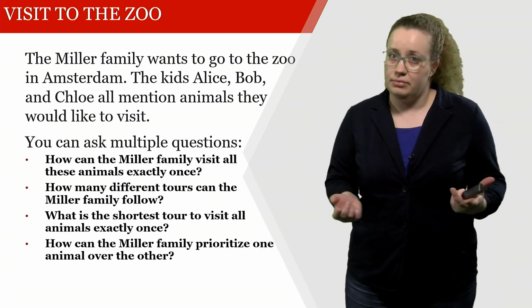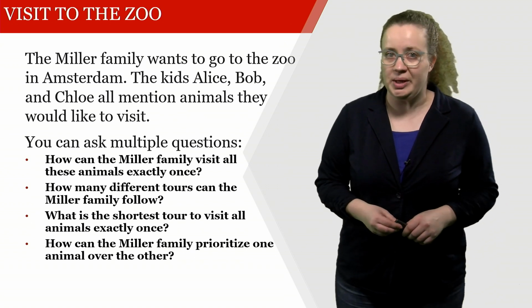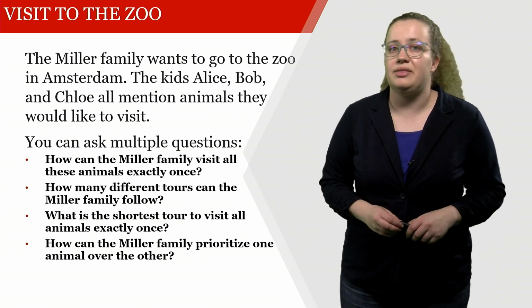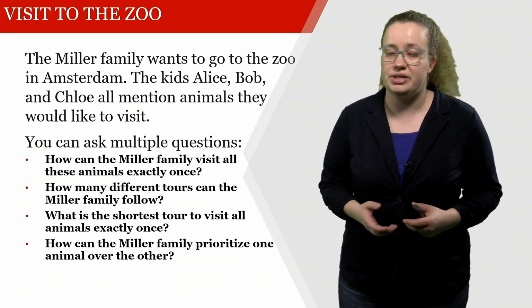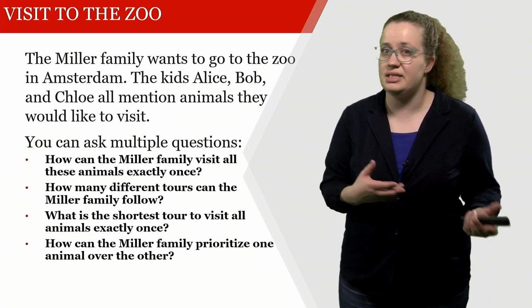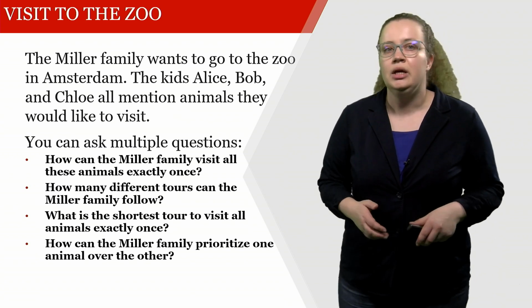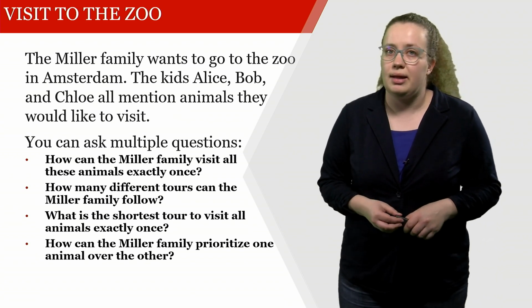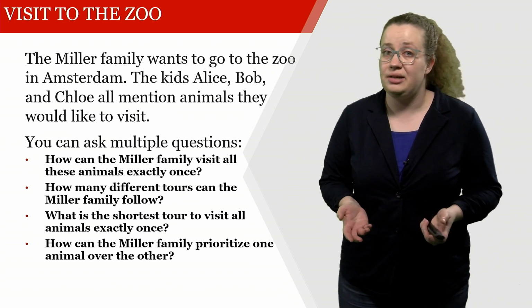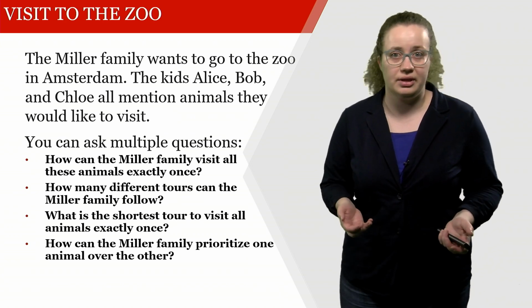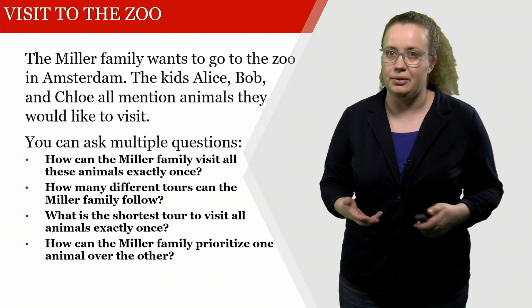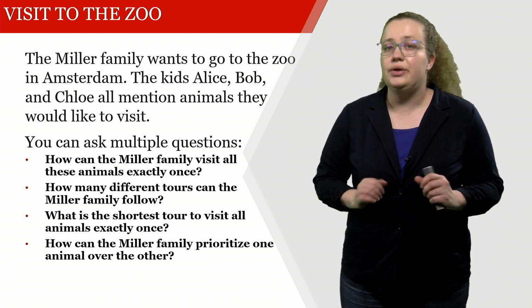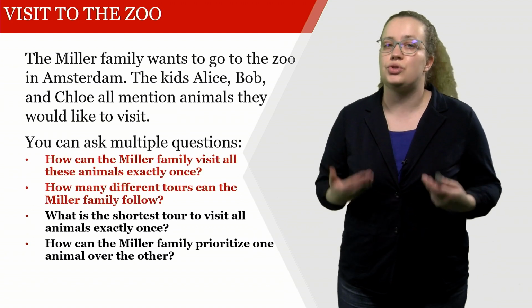So the Miller family is asking multiple different questions. How can they visit all animals exactly once? How many different tours exist such that the Miller family visits each animal exactly once? What is the shortest tour to visit all animals exactly once, and how can the Miller family prioritize one animal over the other in case visiting all 9 animals is not feasible? And in this video, we're going to look into the first 2 questions.